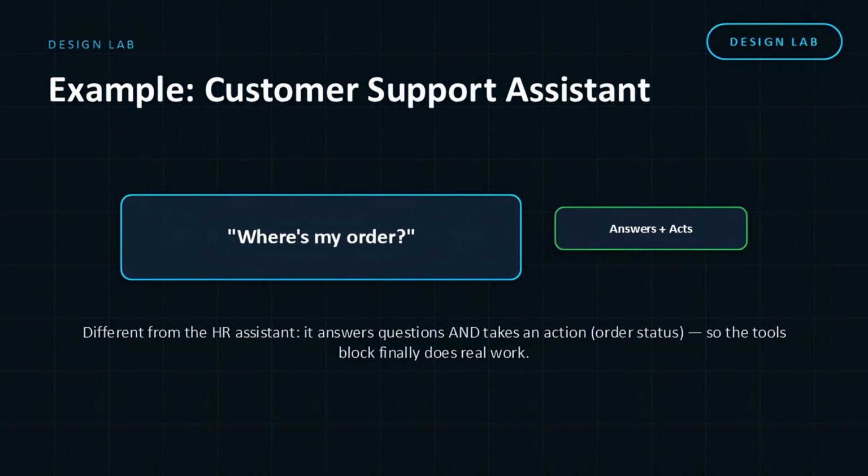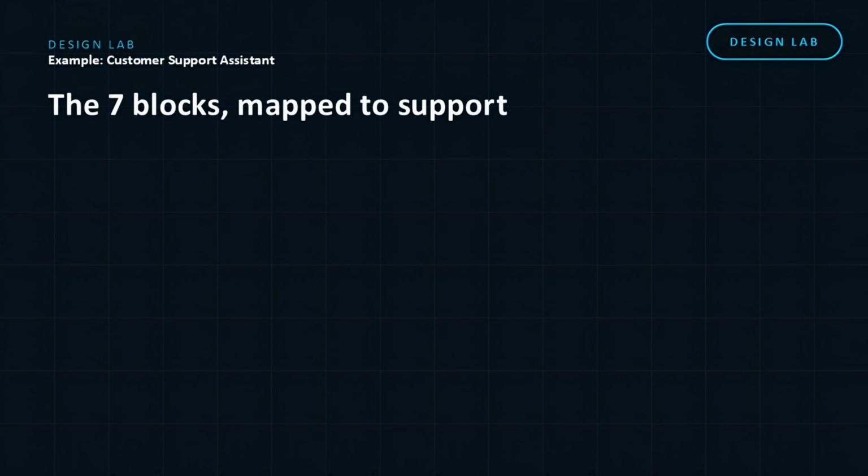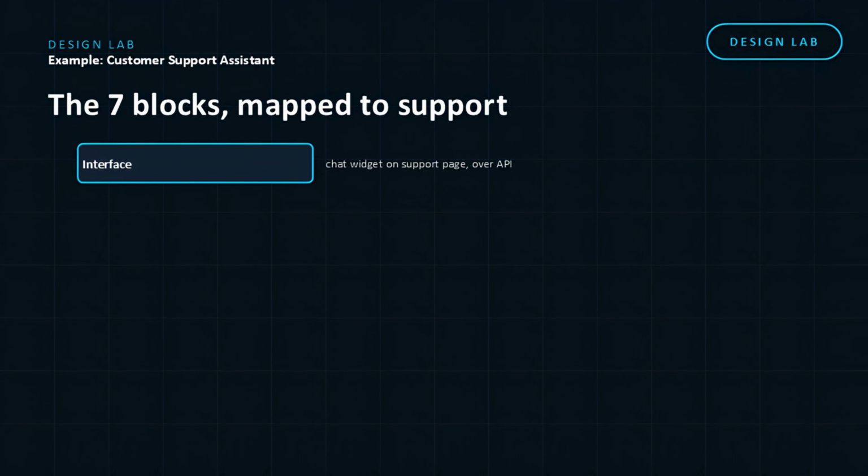Let's make it real with a different example than last time. Say we're building a customer support assistant. It answers product and account questions and can take a simple action, like checking an order status. Watch how every one of the 7 blocks earns its place, including the tools block, which finally gets to do something. Interface, a chat widget on the support page over an API.